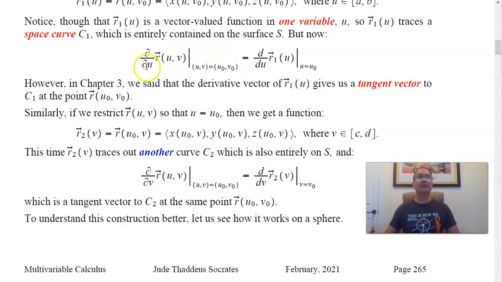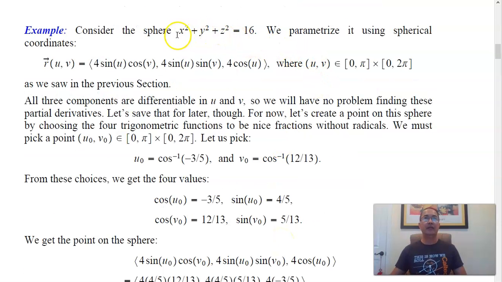Okay? So that might seem a little abstract to you, so never fear. Let's see what happens when we apply all of this to a sphere. Okay, let's move on. Here's a sphere of radius 4.